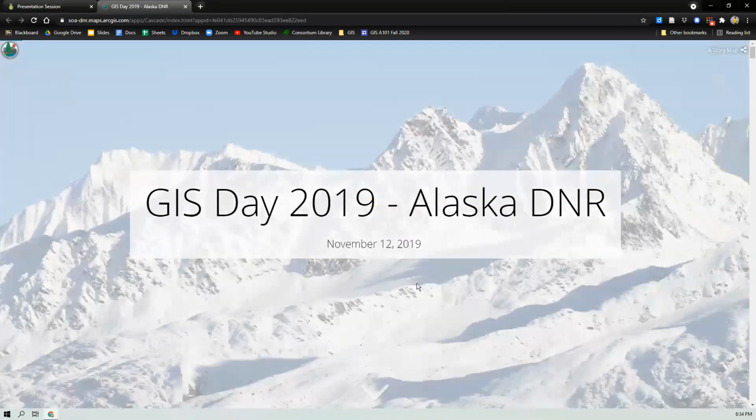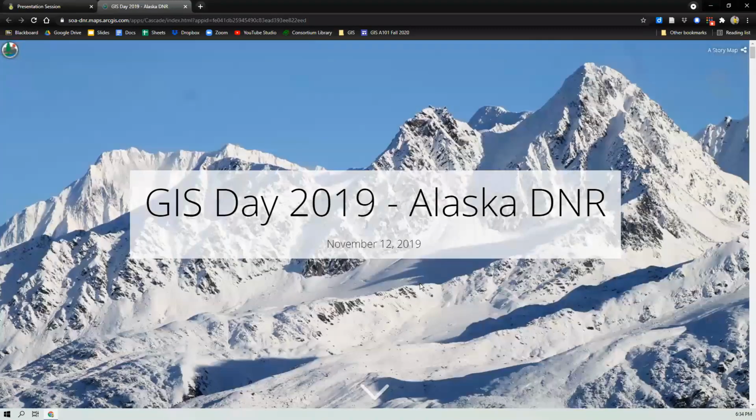So GIS Day is not just an Alaska thing, it's an around the world thing. And this is a really great example from 2019. This is also a really great example of a story map, which we'll be looking at some story maps, and we'll be doing our final project as a story map. Because I think it's a really effective tool, and it's being adopted for more than just GIS.